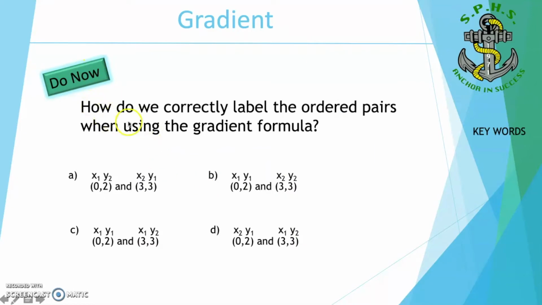Do now. How do you correctly label the ordered pairs when using the gradient formula? So which of these, A, B, C, or D, has each point correctly labeled in order to use the midpoint formula?